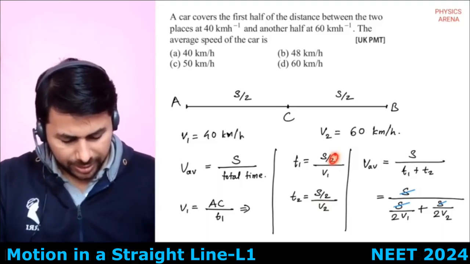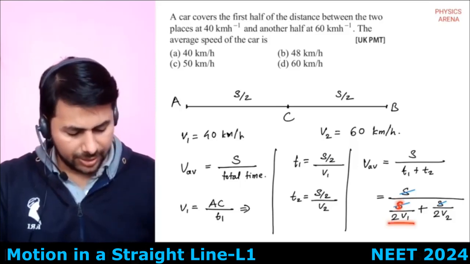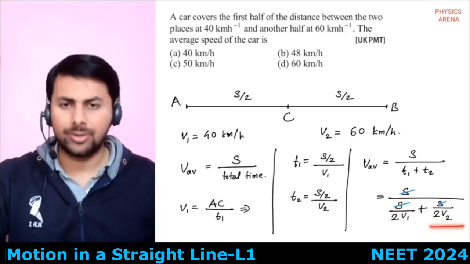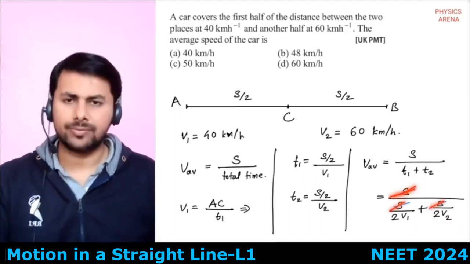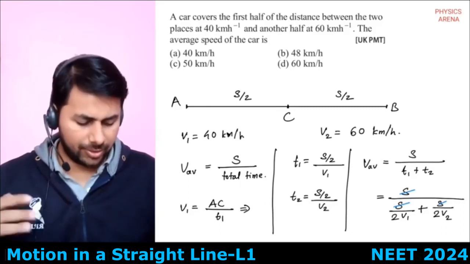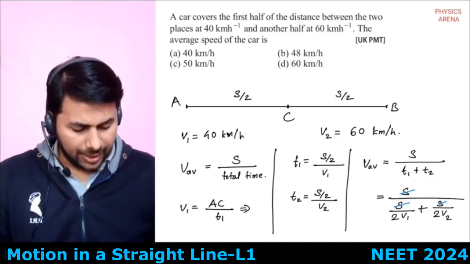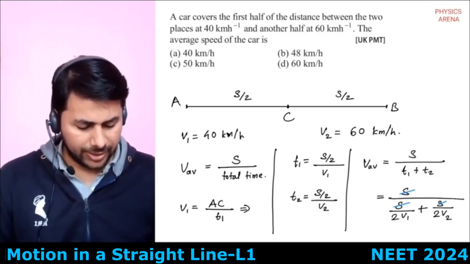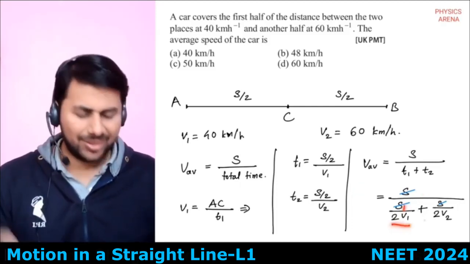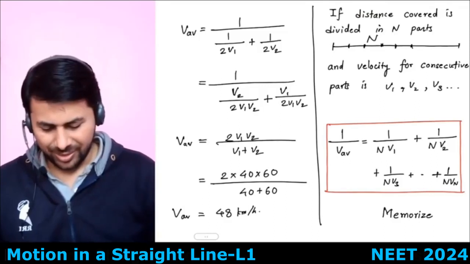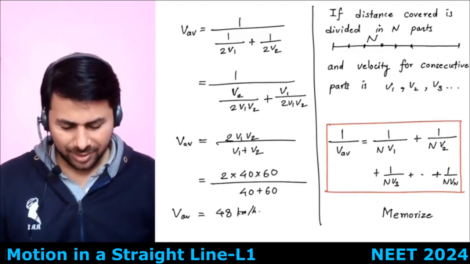So t1 is equal to s upon 2v1, taking this 2 in the denominator, and t2 is equal to s upon 2v2. The s in the numerator, you can take this s common and cancel it out with the s above. After that you can find out the average speed. So v average will be equal to 1 upon 2v1 plus 1 upon 2v2, right?